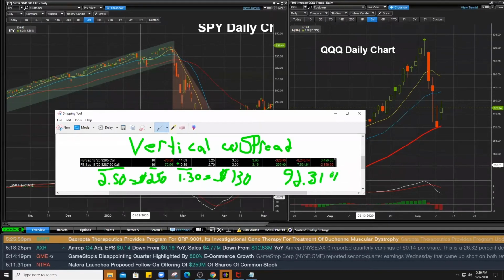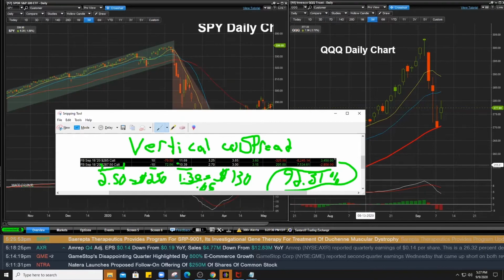Now that's the max that you can make on this trade as long as Facebook is at or above that 287.50. Okay, so as long as Facebook's above 287.50, this trade will make a 92.31% return. The max loss is going to be if the stock is below that 285. But we would not let it go there, because if we paid $1.30 for it, our max stop loss is half of that, so 0.65. That's going to be your max stop loss, 65 cents. So you're only losing $65 at a 50% max net loss on that vertical spread.